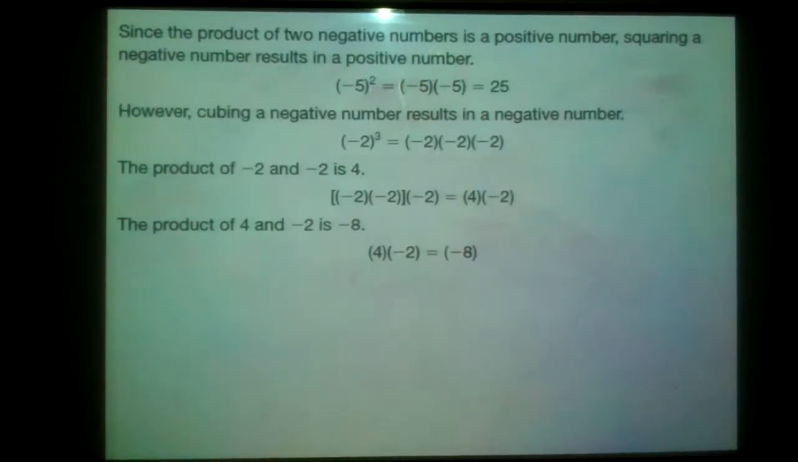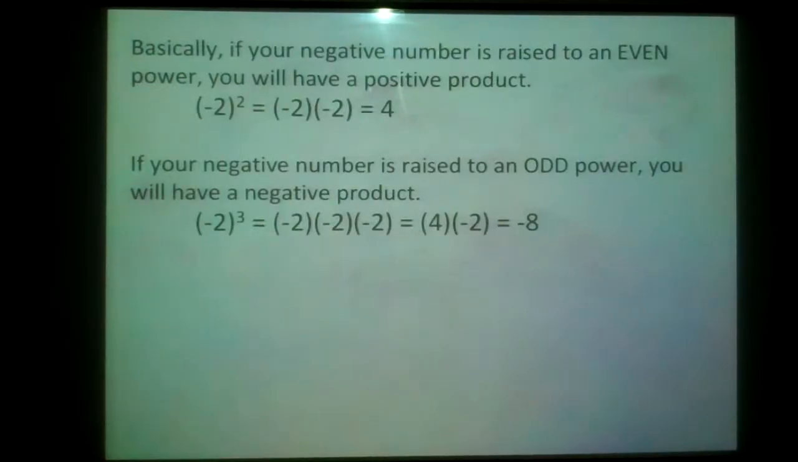Notice, I'll go back to the screen. We have an even exponent and an odd exponent, 2 and 3. For the even exponent, we got a positive answer, and for the odd exponent, we got a negative answer. All right, so if we can sum this up here, basically, if your negative number is raised to an even power, you'll have a positive product. If your negative number is raised to an odd power, you will have a negative product.